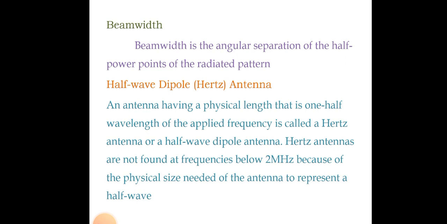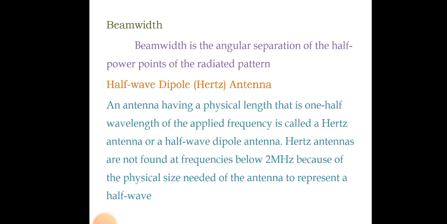Beam width is the angular separation of the half power points of the radiated pattern. Beam width is another term related to antenna. The definition of beam width is the angular separation of the half power points of the radiated pattern.